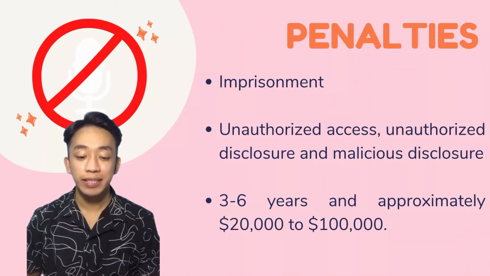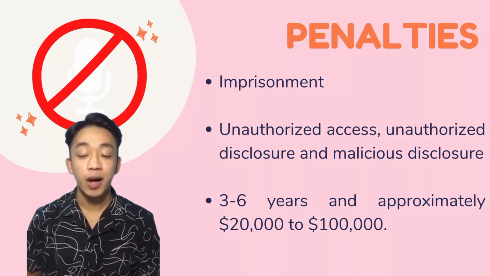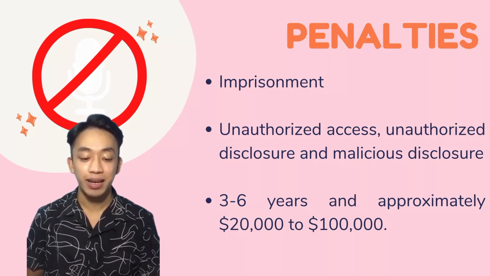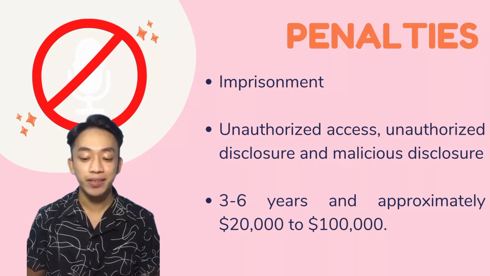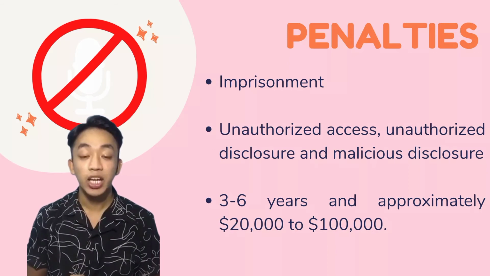The law provides separate penalties for various violations, most of which also include imprisonment. Separate counts exist for unauthorized processing, processing for unauthorized purposes, negligent access, improper disposal, unauthorized access or intentional breach, concealment of breach involving sensitive personal information, unauthorized disclosure, and malicious disclosure. Any combination or series of acts may cause the entity to be subject to imprisonment ranging from 3 to 6 years, as well as a fine of approximately 20,000 to 100,000.